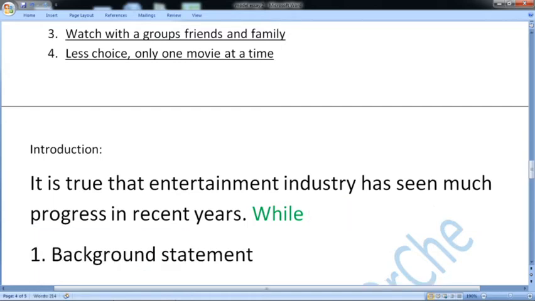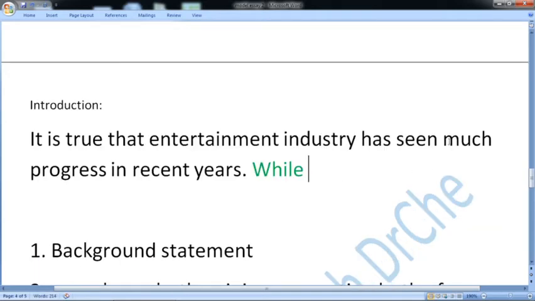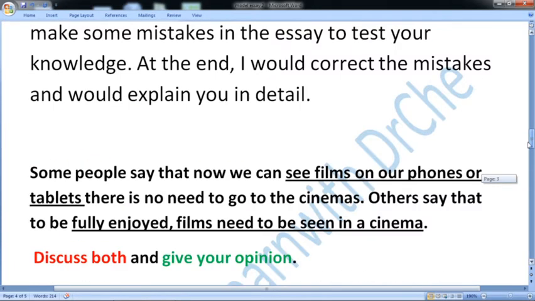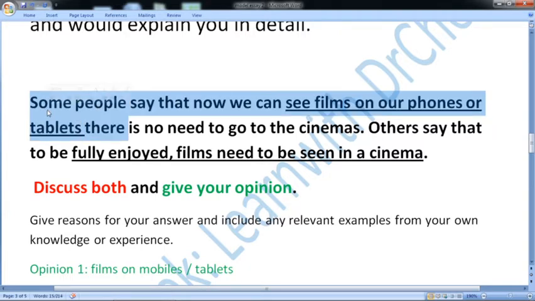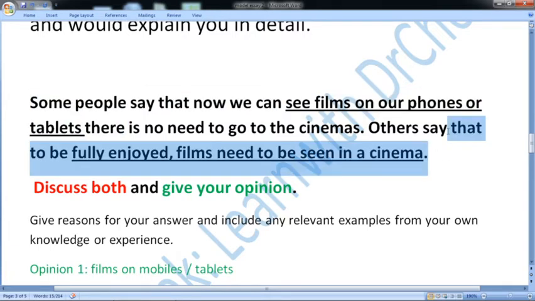While, I am using concession, I am making a compound sentence of these two sentences. Some people say that, no, this is my opinion. First I will write this opinion.